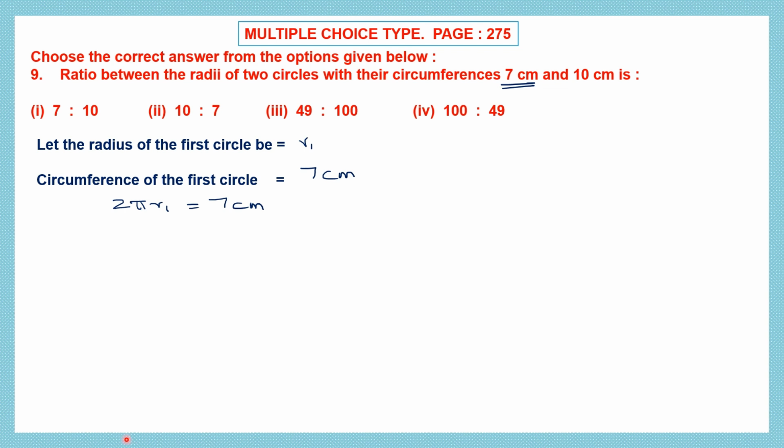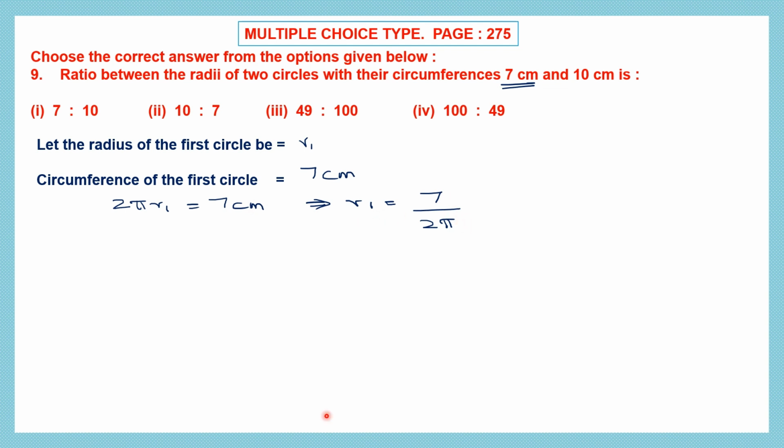Now since we have to find the ratio between the radii of the two circles, let's find the value of r1 here. So in this case we say r1 is equal to 7 centimeters divided by 2 pi, because we have taken 2 pi from here to the other side, so that becomes division. Here it is multiplication, when we take it to the other side it becomes division. So R1 is 7 by 2 pi.